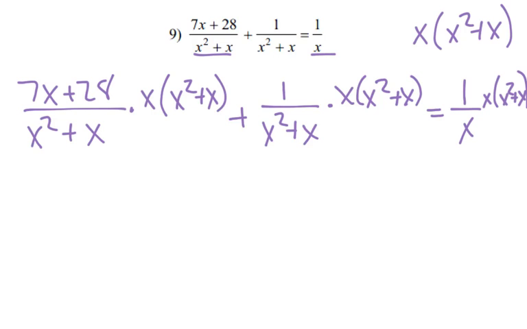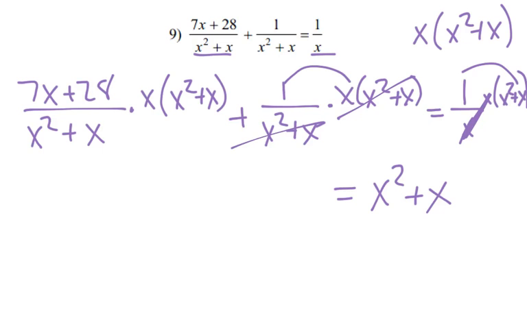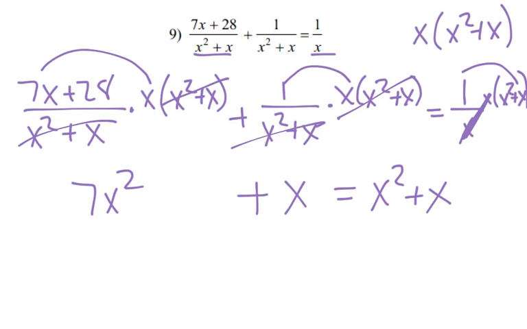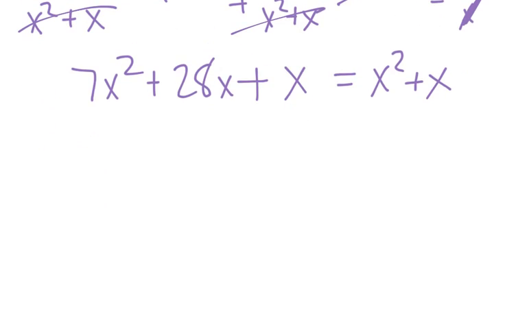Okay, what that'll do is those x's will cancel. 1 will be times that whole piece. So on the right side we get x squared plus x. The x squared plus x cancels, x times 1, so I get x. The x squareds cancel, then I multiply that to get 7x squared plus 28x as I distribute. Then we combine like terms.